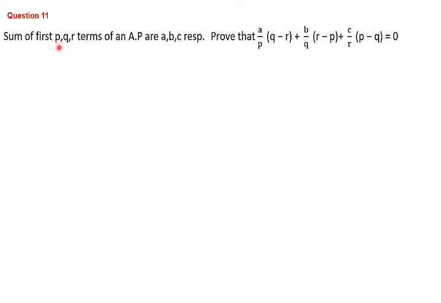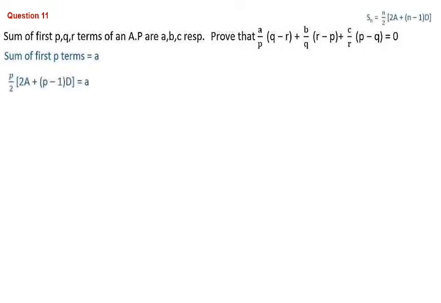Next we shall discuss question number 11. Sum of first p, q, r terms of an AP are a, b, c respectively. Prove that a by p into (q minus r) plus b by q into (r minus p) plus c by r into (p minus q) is equal to 0. So the sum of p terms is a, the sum of q terms is b, the sum of r terms is c. These are the given conditions.